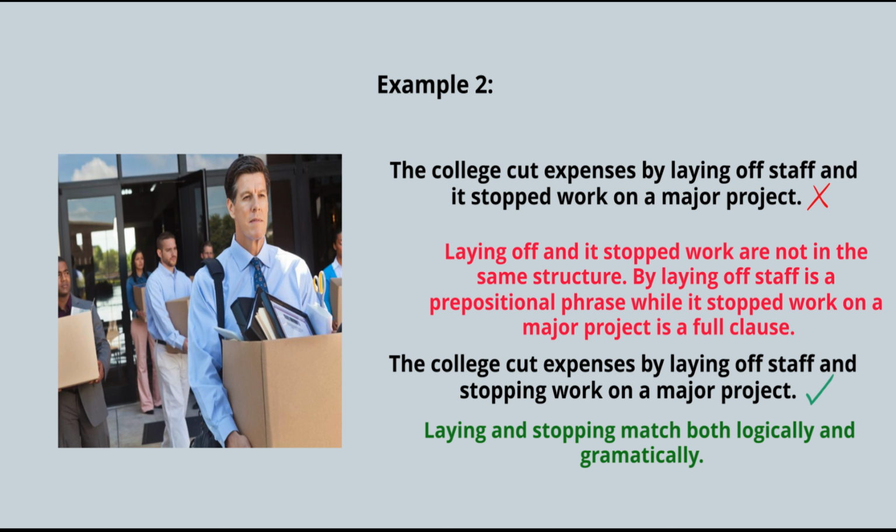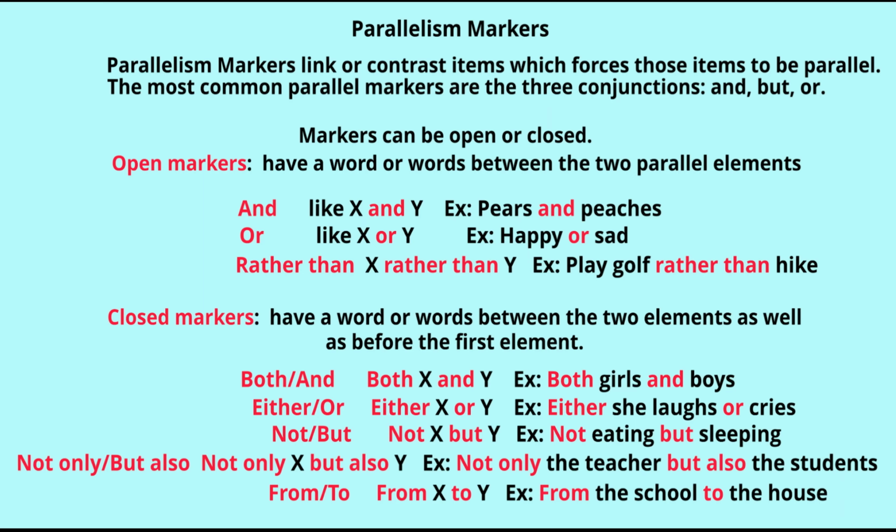Laying and stopping both match logically and grammatically. So, let's see what parallelism markers are. Basically, parallelism markers link or contrast items, which forces those items to be parallel. The most common parallel markers are the three conjunctions. What are they? And, but, or.